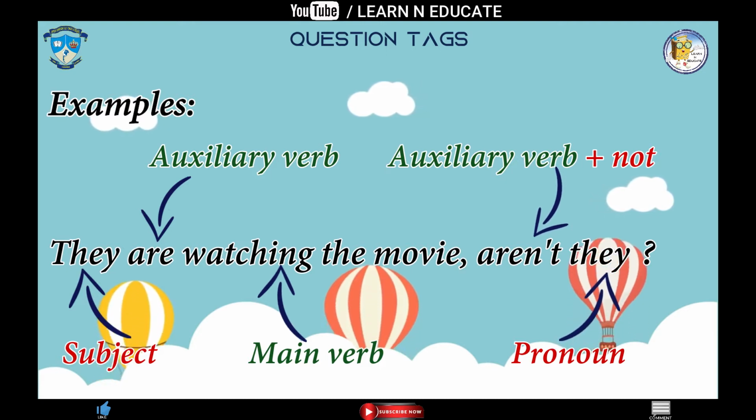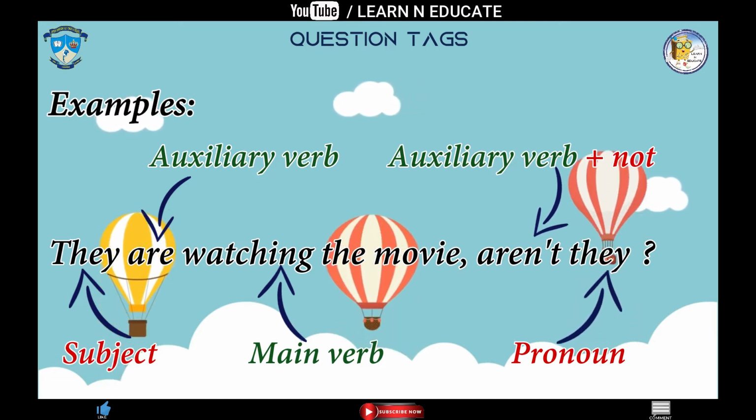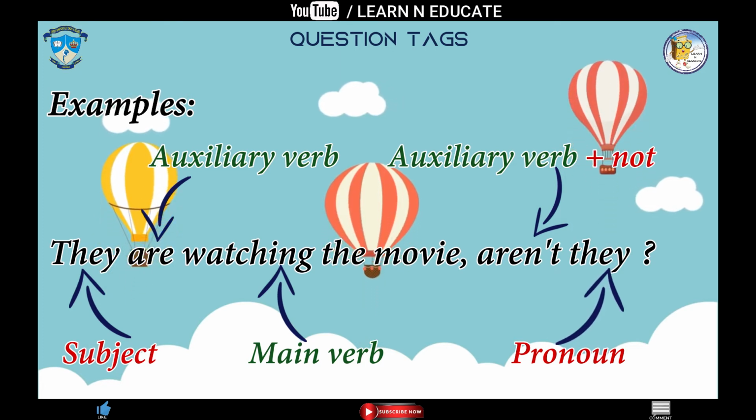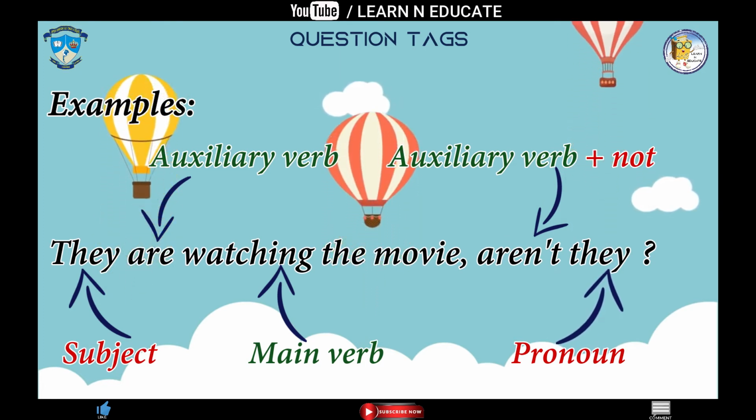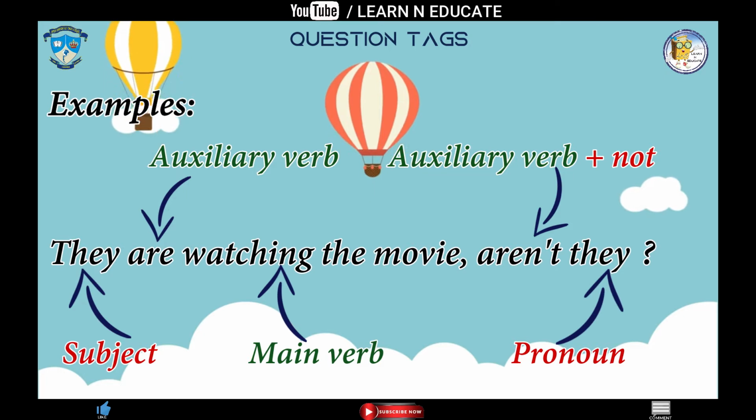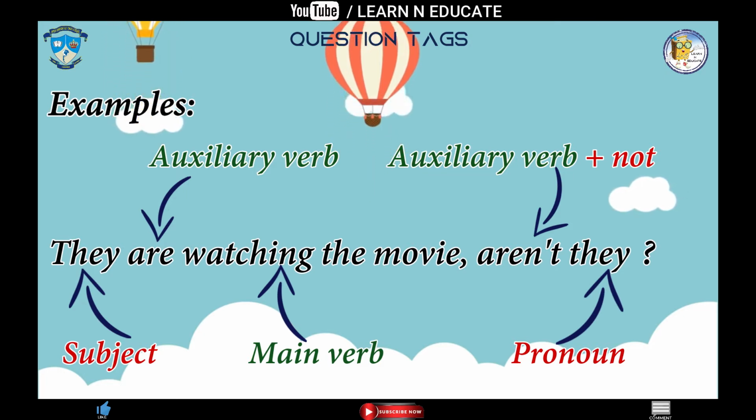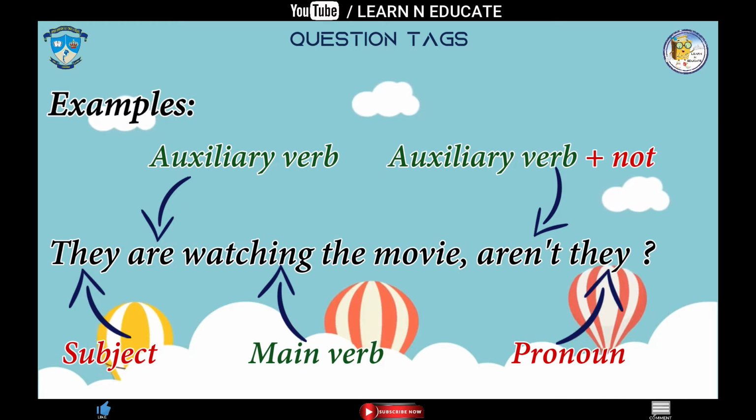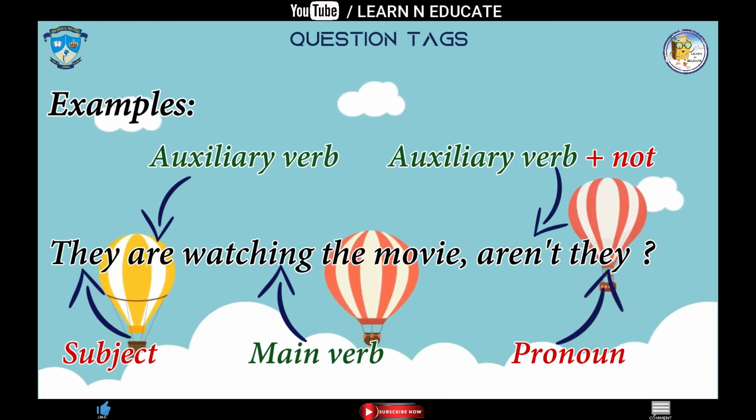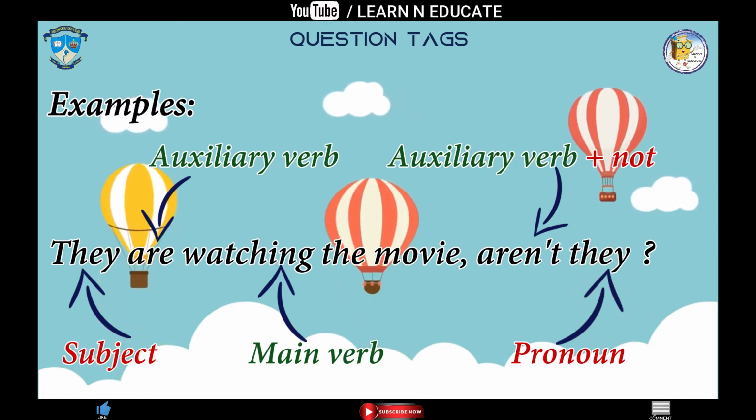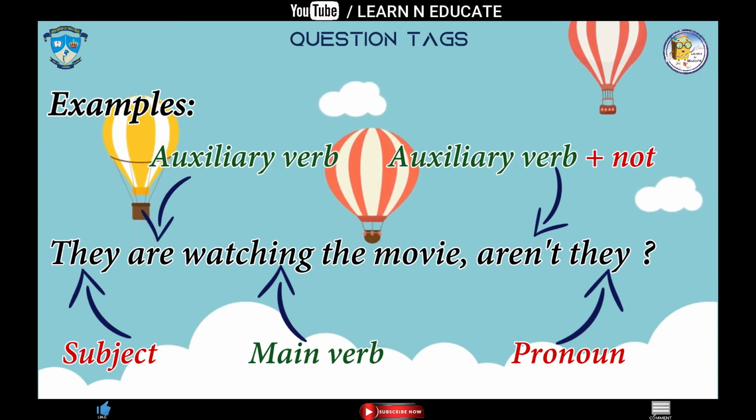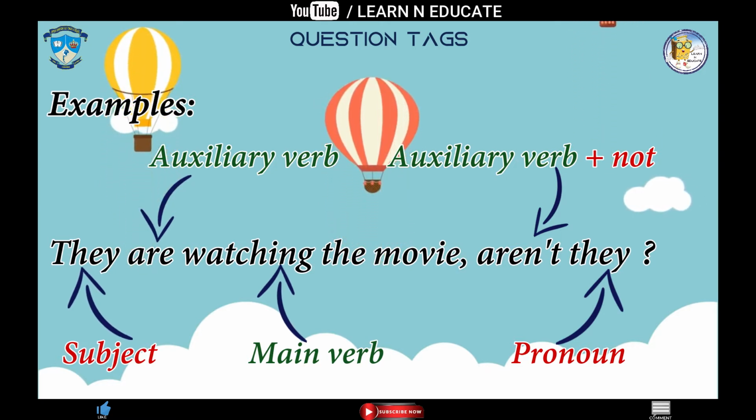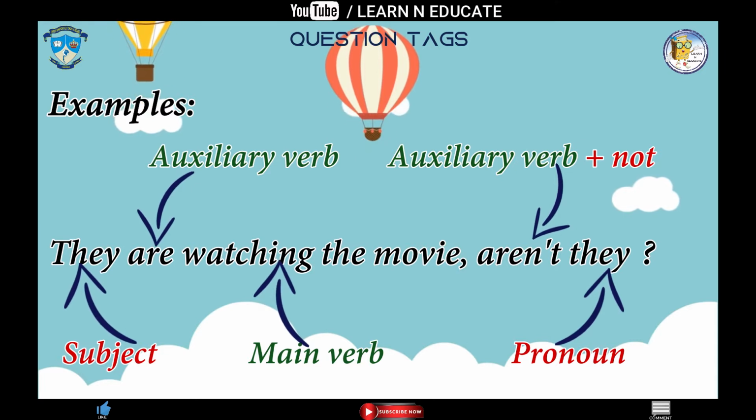If the subject is the name, then we will write he or she according to the gender of the name given. Second, the auxiliary verb should be the same. As you can see here, are in the main statement and are in the question tag as well. Here, aren't is the contracted form of are not. Why are we using are not? Because the statement is positive. So the question tag will be negative.